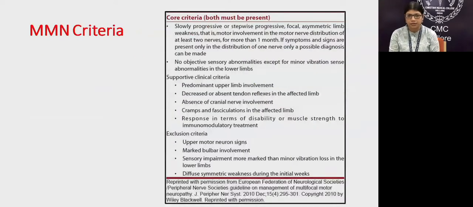Just to also sensitize, there is a criteria for multifocal motor neuropathy also. The exclusion criteria is if there is UMN syndrome, marked bulbar involvement, sensory impairment which is more than a mild vibration loss, and diffuse symmetric weakness during the initial presentation. Usually they present within 2 to 3 months, the symptoms should last for more than 1 month, and the motor involvement should be demonstrated in at least two nerve distributions.